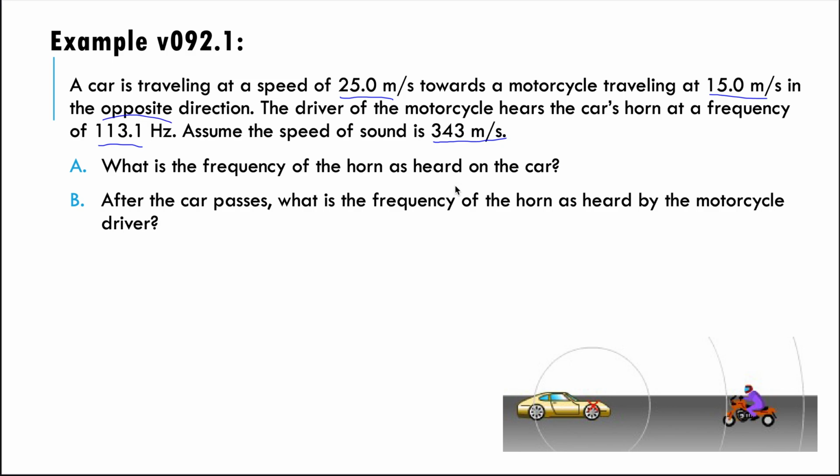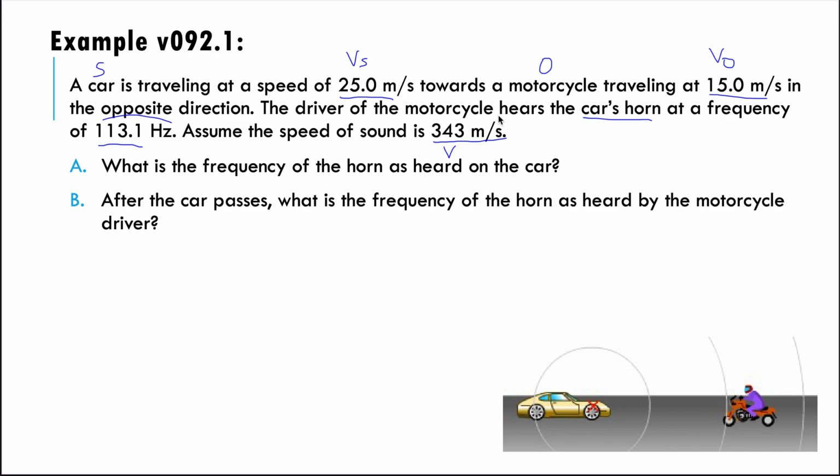So all we have to do is figure out who's the source, who's the observer, and what are the speeds. Well, it said that it's the car's horn. So that means the car is the source, and the motorcycle is the observer. So S for source, O for observer. The speed of the car, we're going to call it Vs, and the speed of the motorcycle, we're going to call it VO. And then 343, that's the speed of sound. That's just V.